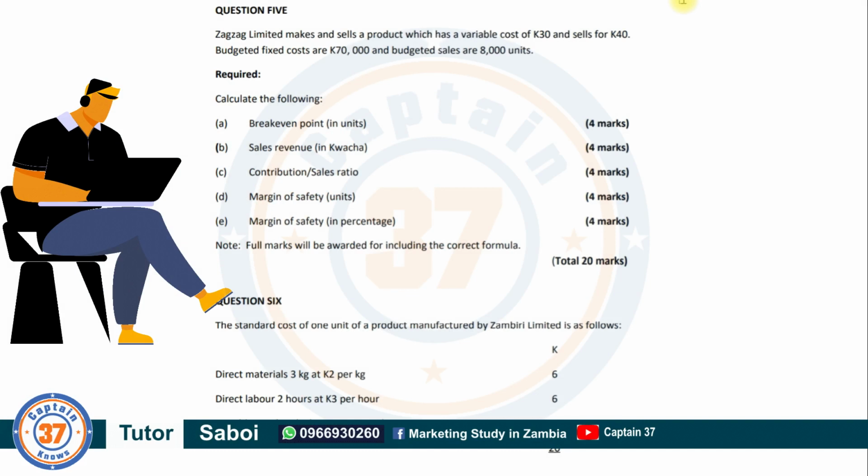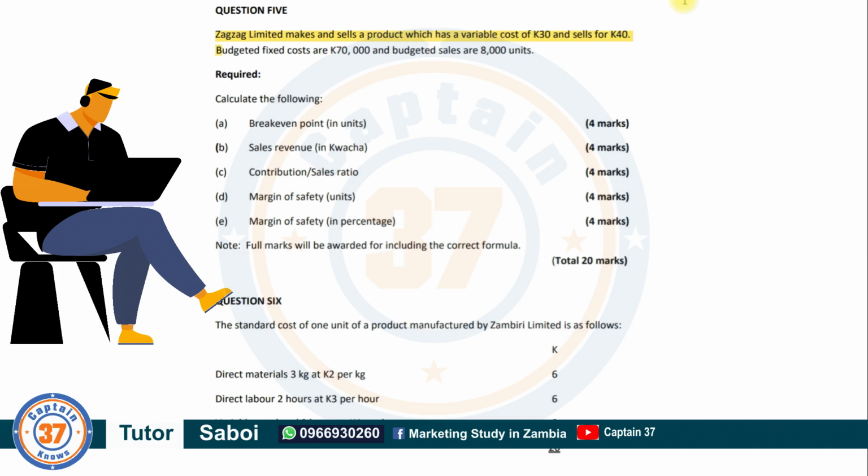Question number 5 read as follows. Zagzag Limited makes and sells a product which has a variable cost of 30 kwacha and sells for 40 kwacha. So there's a company called Zagzag which makes and sells a product. We haven't been told the name of the product, it doesn't matter. What we know is that the variable cost of this particular product is 30 kwacha, and it sells for 40 kwacha.